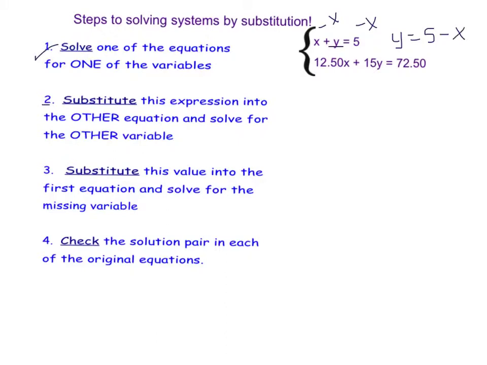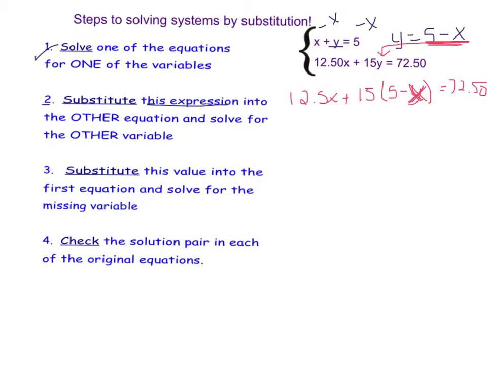Second step, substitute this expression, and by this expression I'm talking about the one that we just wrote, into the other equation and solve for the other variable. So I'm taking this expression and I'm putting it in for y because I know y equals 5 minus x. So that gives me 12.5x plus 15 times, I'm going to put this expression in there, and that's going to equal 72.50. So this expression is dropped in place of the y. And from here it's just, oops, I put a y there and it was supposed to be an x.